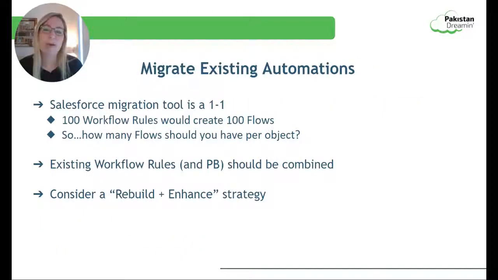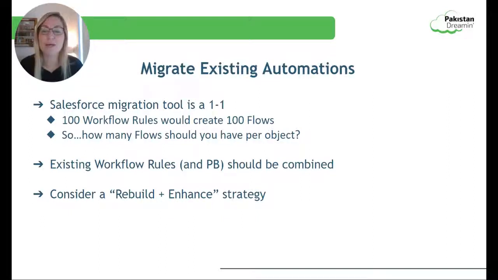So we've talked a little bit about the Salesforce migration tool, and that's a fantastic feature that's available to you, but I would offer a word of caution before diving in and using this tool. The Salesforce migration is a one-to-one. That means 100 workflow rules would create 100 flows, which leads us very nicely onto a question about how many flows you should have per object. We're going to tackle that in the next slide, but I'll give you a clue, it's not hundreds. So again, be very cautious about using the migration tool, because you don't want to create hundreds and hundreds of flows based on old automations.